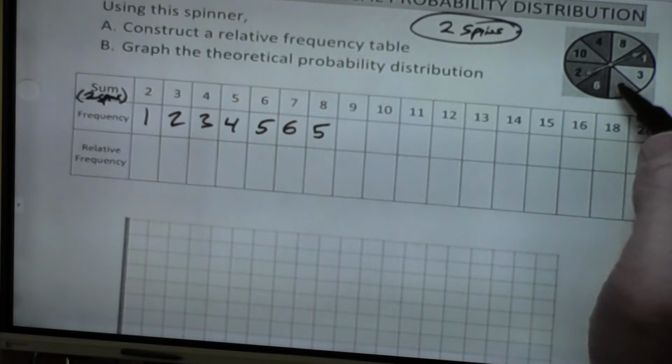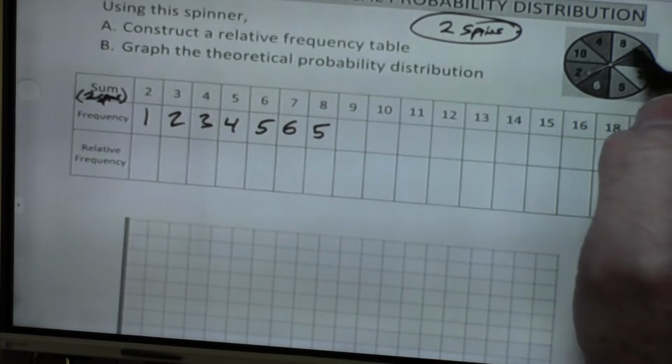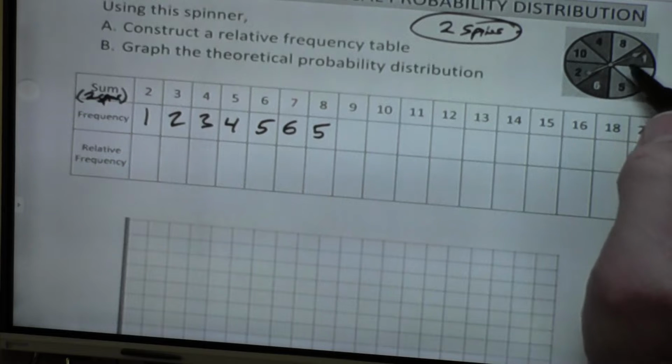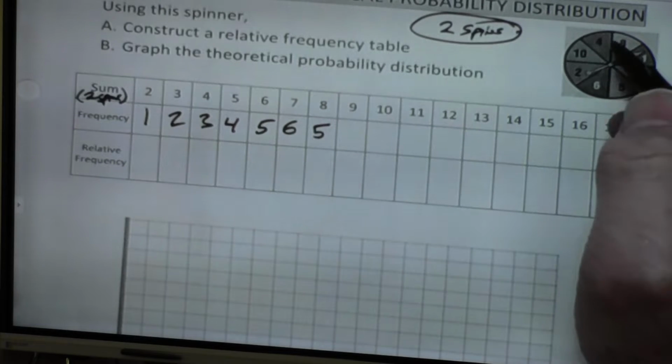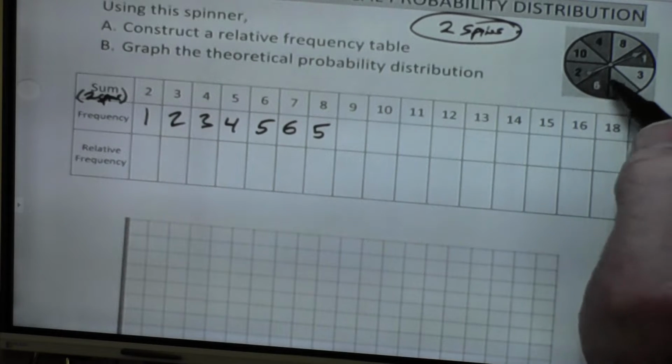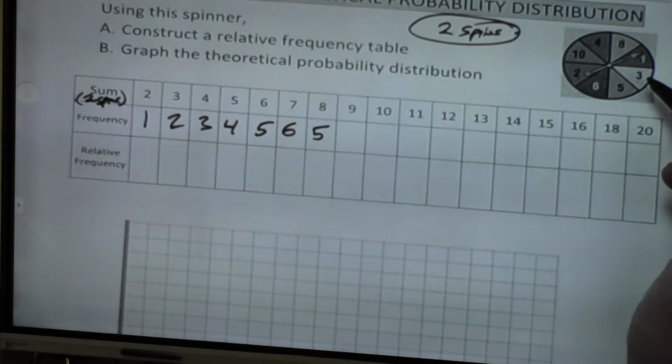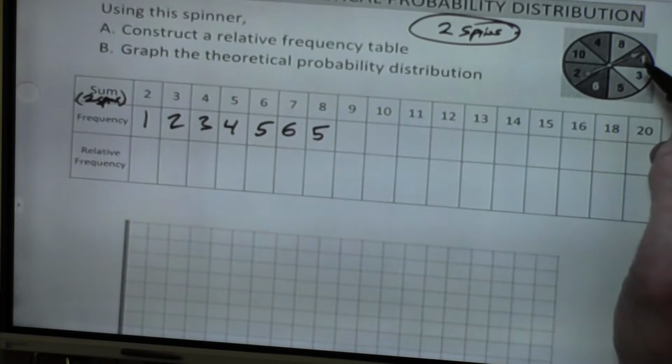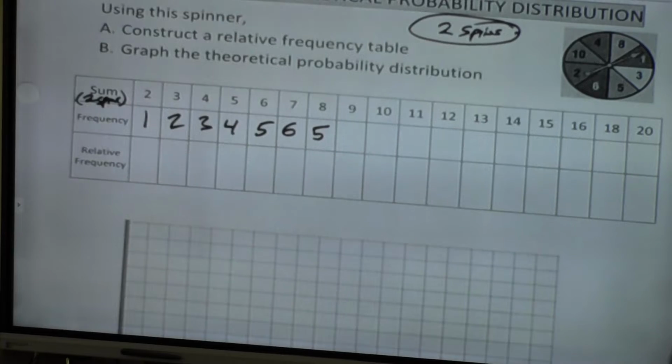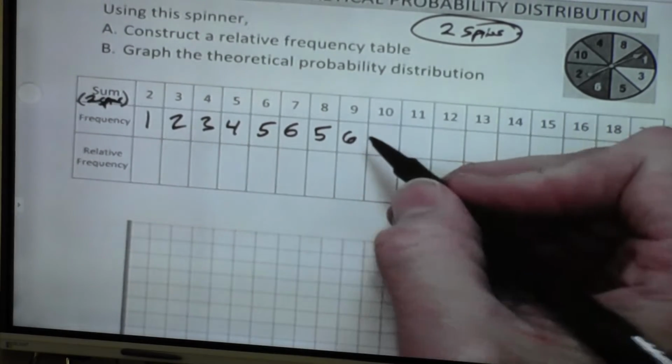Now let's look at 9. For 9, you can do 8 and 1, and 1 and 8. You can do 5 and 4, and 4 and 5. You can do 6 and 3, and 3 and 6, so that's 6 ways. But the other ones, you can't do anything with. So it looks like it's 6 ways.